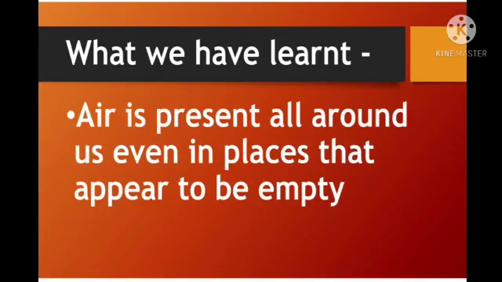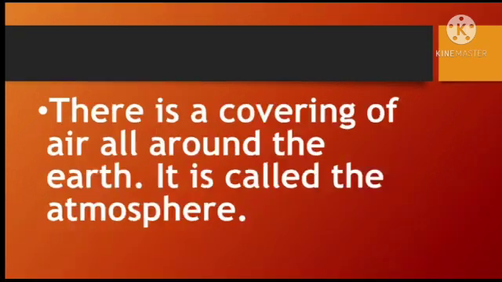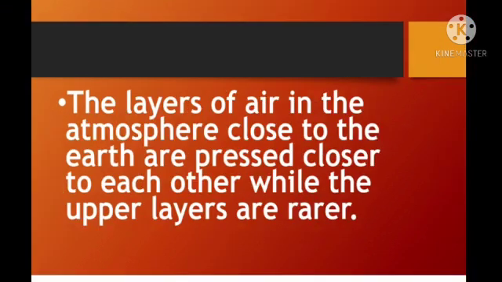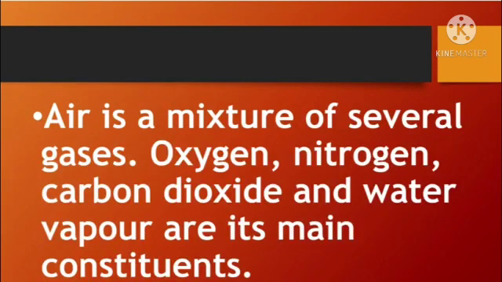Air is present all around us, even in places that appear to be empty. There is a covering of air all around the earth. It is called the atmosphere. The layers of air in the atmosphere close to the earth are pressed closer to each other while the upper layers are rarer. Air is a mixture of several gases. Oxygen, nitrogen, carbon dioxide, and water vapor are its main constituents.